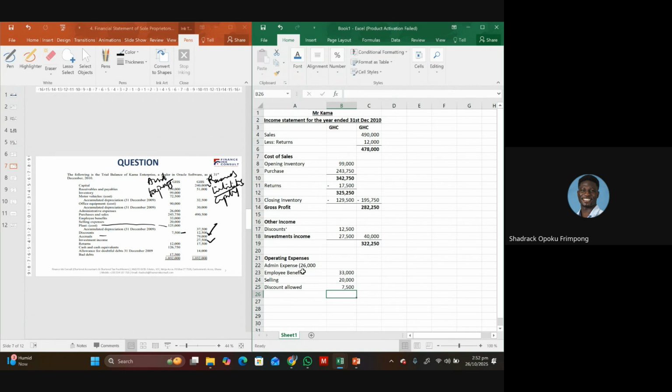We have bad debts, 17,500. In fact, we have provisions, because I remember provisions for doubtful debt or allowance for doubtful debt. I remember the additional information also made reference to something. So let's do 14,000. I think that should be all. Is there any other thing that has been left out?